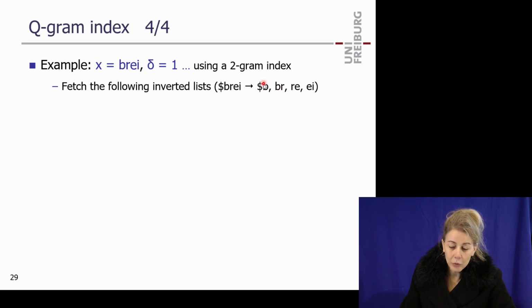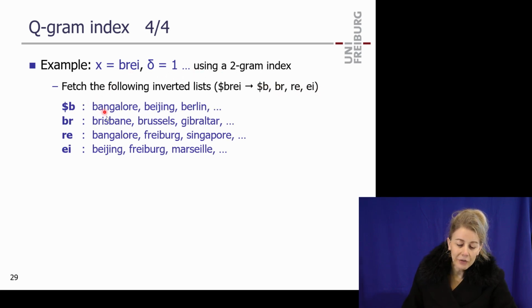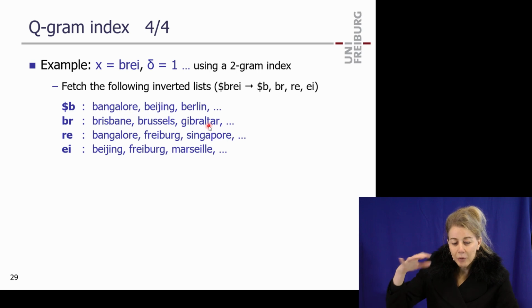And now I take 2 grams here, for example, so I have 4 2 grams. $B, BR, RE, and I. And now I get the following list. And this slide will make it very clear how the algorithm works. So now I have the inverted list for this 2 gram $B, which is also in what I typed. And what does it contain? It contains all the words which start with B. Bangalore, Beijing, Berlin. I also have here the 2 gram BR. And here I have my inverted list, all the words in my dictionary which have BR in them. Brisbane, Brussels, Gibraltar, it doesn't have to be at the beginning.